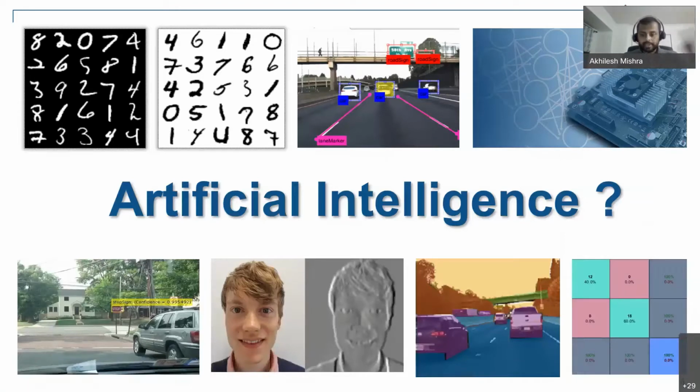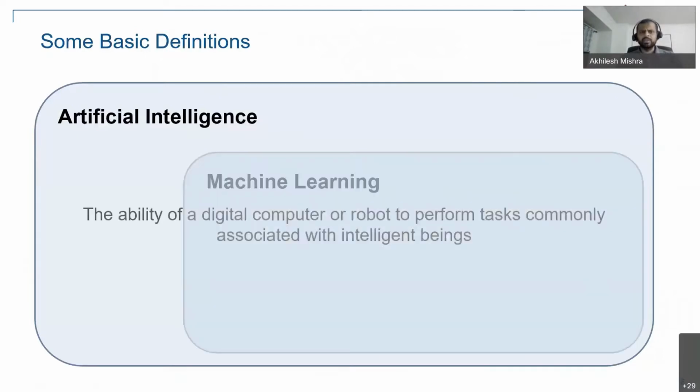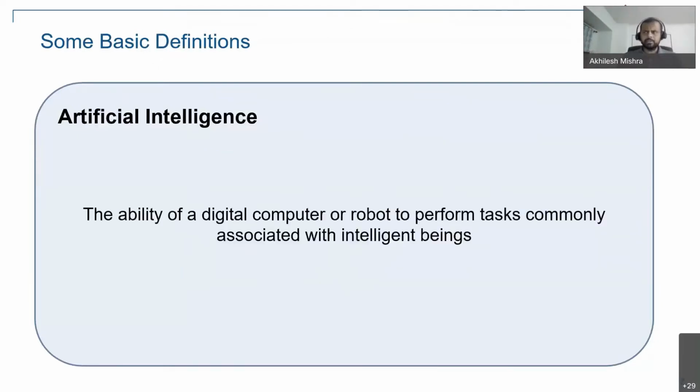So that being said, what is artificial intelligence? Let's start with a few basic definitions first. Artificial intelligence, maybe most of the people on the call are well aware of this, but just in case somebody is not, I would like to emphasize that AI is the ability of a computer to actually perform tasks which are associated with intelligent beings like humans.